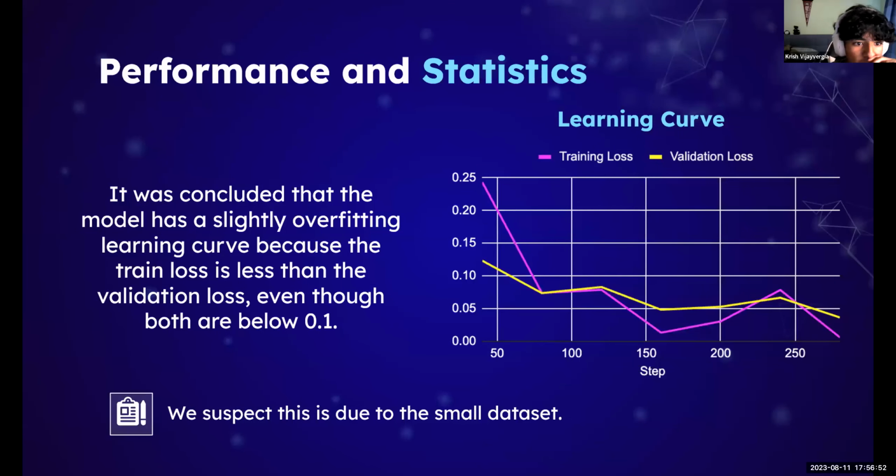So for our performance and statistics, it was concluded that the model has a slight overfitting learning curve because the train loss is less than the validation loss, even though both are below 0.1. And we suspect that this is due to the small data set that we're using. If you're not completely aware of what overfitting is, when the machine is learning, the algorithm begins to actually memorize the training data rather than learning the underlying patterns. So we had a little bit of a challenge and a struggle with that.